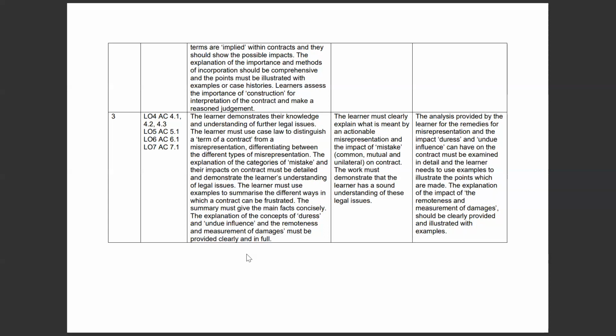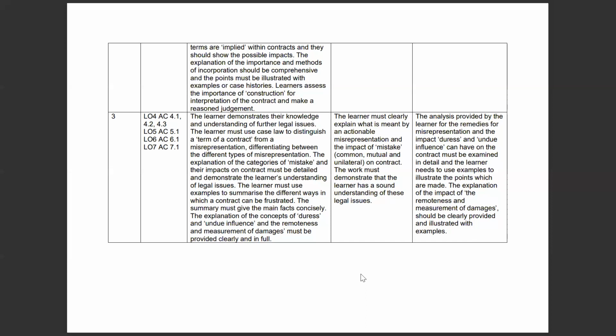The learner must demonstrate their knowledge and understanding of further legal issues. The learner must use case law to distinguish a term of a contract from a misrepresentation, differentiating between the types of misrepresentation. The explanation of the categories of mistake and the impacts on contract must be detailed and demonstrate the learner's understanding of legal issues. The learner must use examples to summarize the different ways in which a contract can be frustrated, and the summary must give the main facts concisely. The explanation of the concepts of duress and undue influence and the remoteness and measurement of damages must be provided clearly and in full.